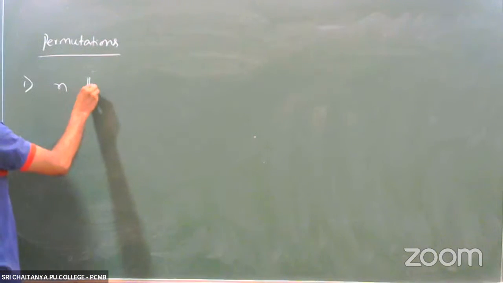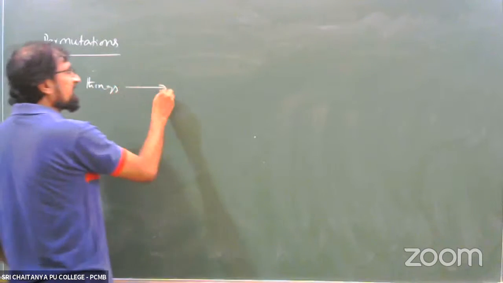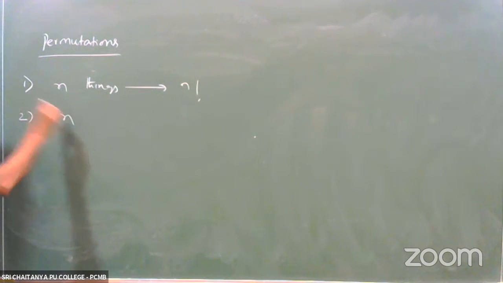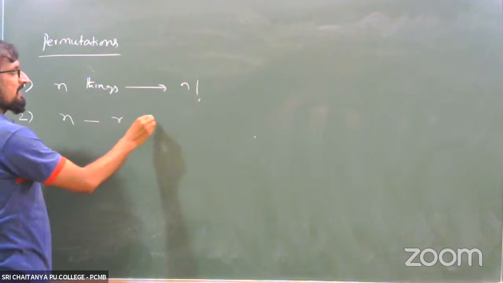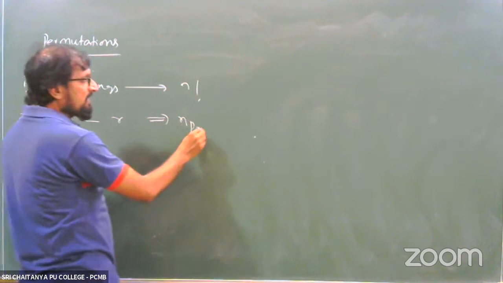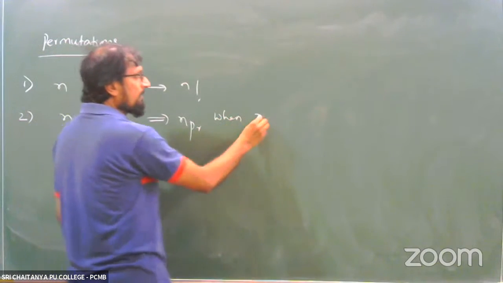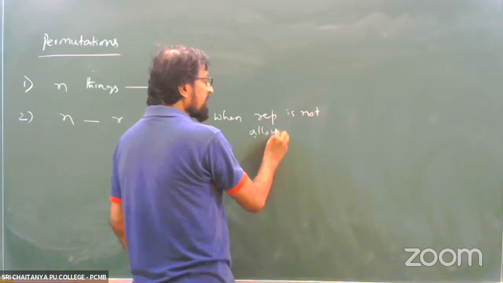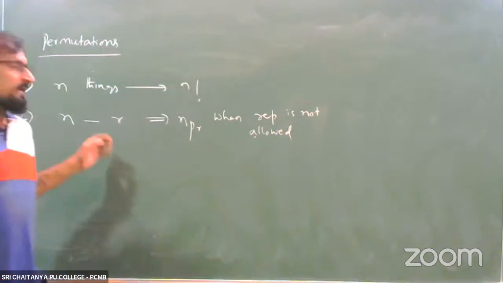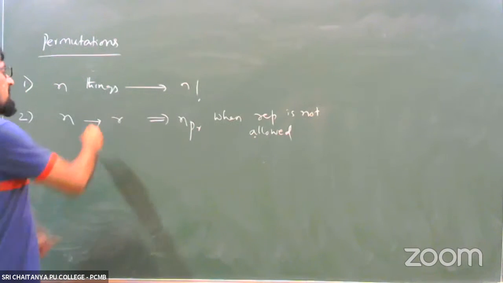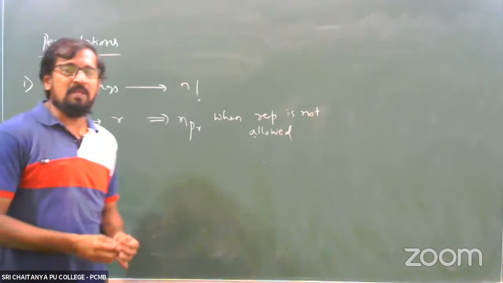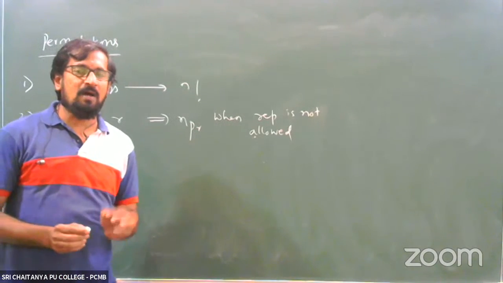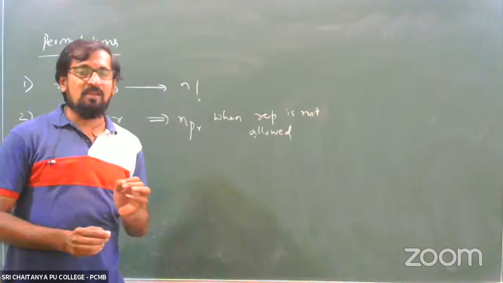N things can be arranged among themselves in n factorial ways, as you know very well. And among n things, r things are taken and arranged in nPr ways when repetition is not allowed, where P represents the permutation. In nPr, n is always greater than or equal to r.